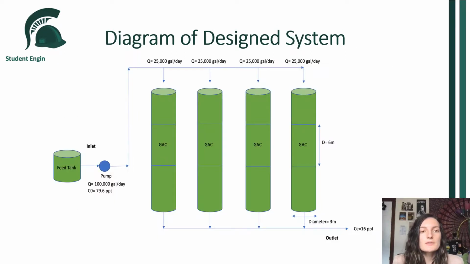This diagram illustrates the GAC system that will be implemented at the site with the correct dimensions and flow rates, as well as PFAS concentrations leaving and entering. This is a simplified diagram, but this is roughly what the treatment system would look like when applied in real life.